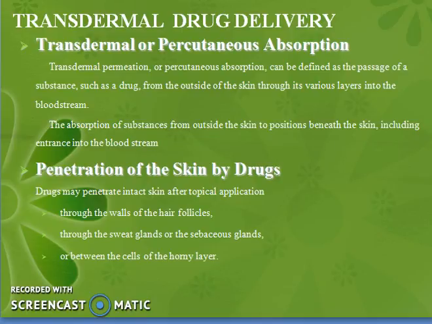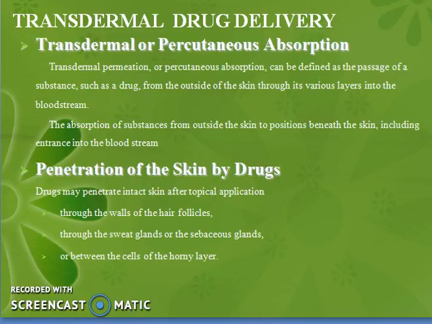Transdermal permeation or percutaneous absorption can be defined as the passage of a substance, such as a drug, from the outside of the skin through its various layers into the bloodstream. The absorption of substances from outside the skin to the position beneath the skin, including entrance into the bloodstream, may be regarded as transdermal or percutaneous absorption.